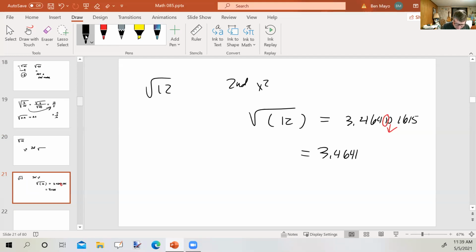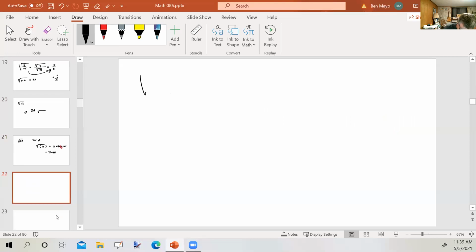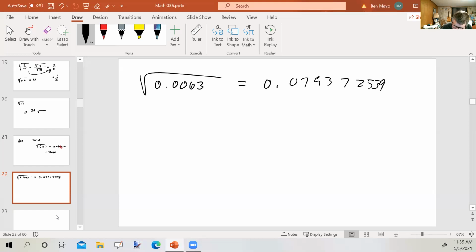All right, let's do one more of those. The square root of 0.0063. So again, second function, square root, 0.0063, close it up, equals, and I get 0.079372539. For 4 decimal places, the 7 rounds up, so we get 0.0794. Okay, any questions about that?